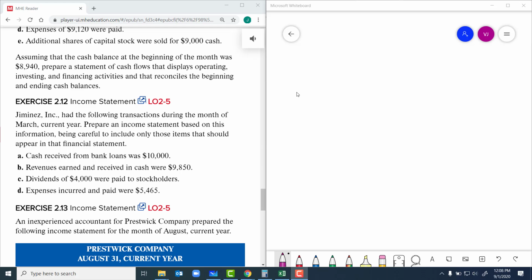This one says Jimenez Incorporated had the following transactions during the month of March, current year. Prepare an income statement based on this information, being careful to include only those items that should appear in that financial statement. So let's start here.